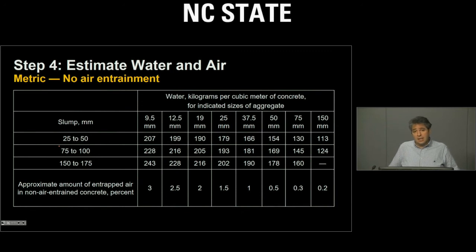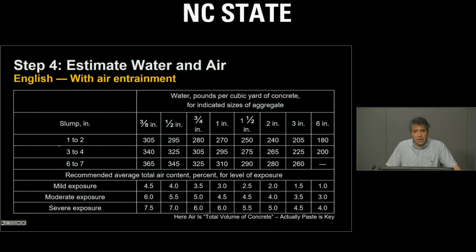This table that you can see on this slide, again, is for no air entrainment, or non-air entrained concrete. In this particular case, all of the information is exactly identical to the previous slide. It is just provided in metric units. Now, if you look at the same table for concrete that has air entrainment in it, these numbers are slightly different.